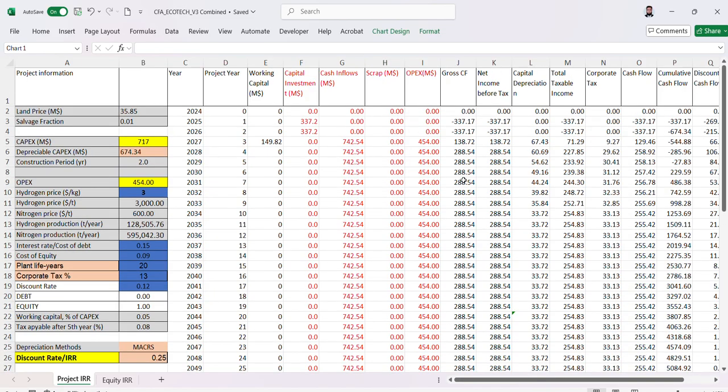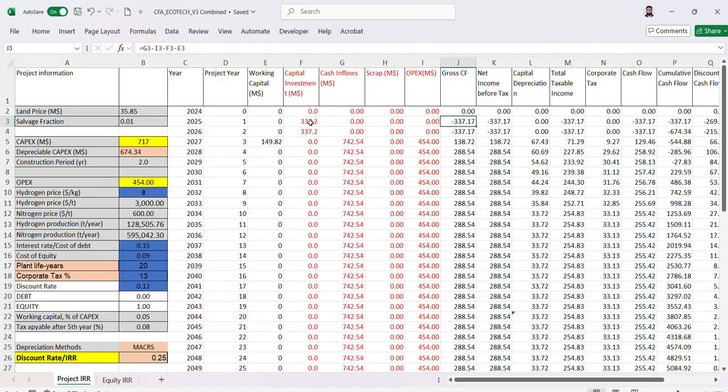Okay, and then let us assume the operating cost. Operating cost is nothing but the OPEX, which we have assumed is 5454, and that will be constant throughout the plant life. Now calculate the gross cash flow.